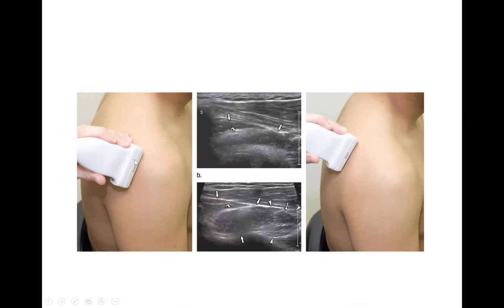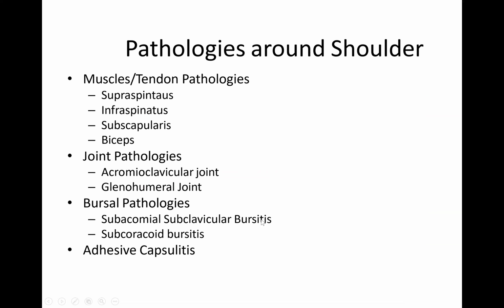After that, we keep the probe in the short axis. We look for the two tendons, the bulky muscle and tendon. This is the infraspinatus, and the smaller one is the teres minor. So we look for that too. So this is how the shoulder examination is done. We are able to evaluate a lot of pathology with this shoulder examination.